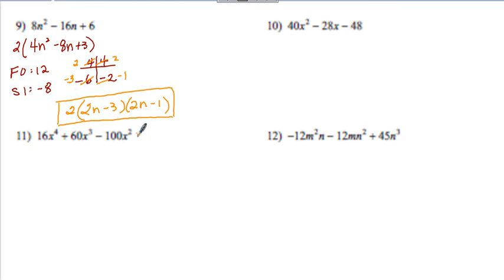Number 10, when I look for a greatest common factor, I can't stop at 2. I need to go as high as 4. I need to find the G is for greatest. I need to find the greatest common factor, and that is a 4. So that leaves behind 10x squared minus 7x minus 12. Now I'm looking in here, and I'm trying to find factors of negative 120 whose sum is negative 7. I can build my t-chart while I'm thinking.